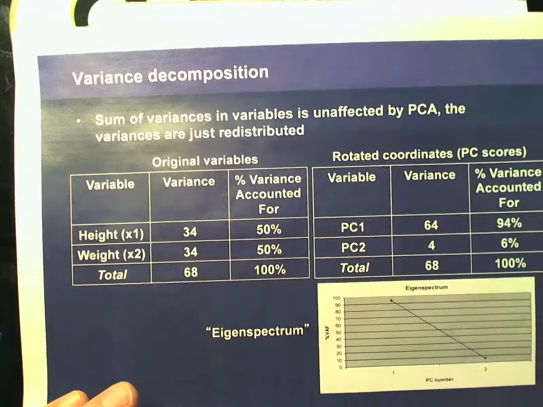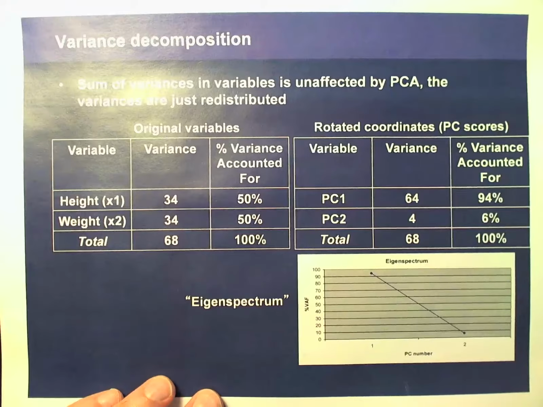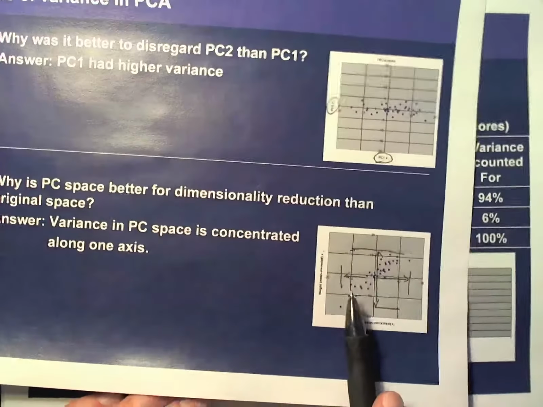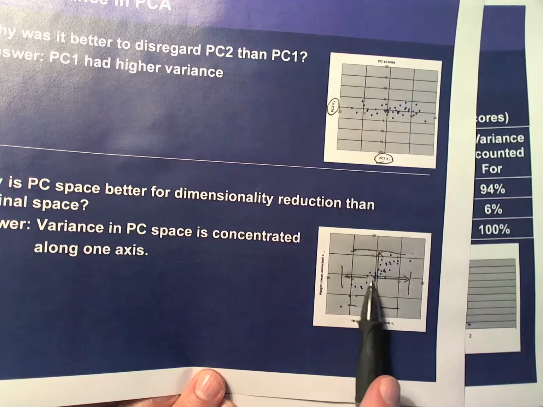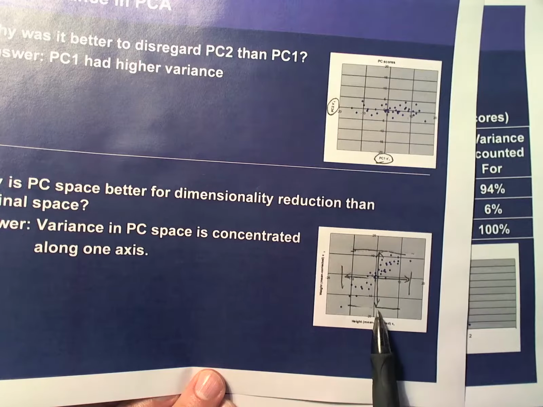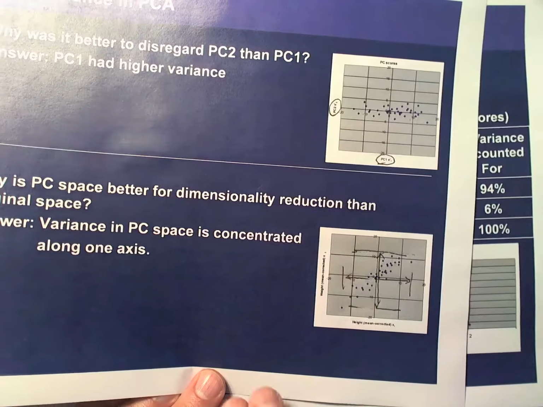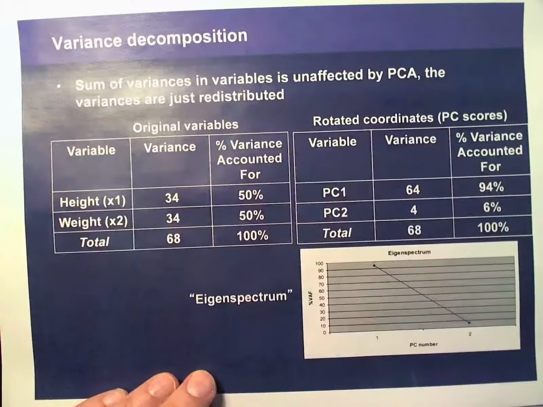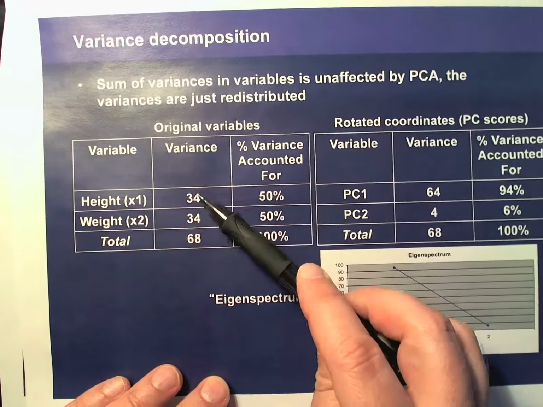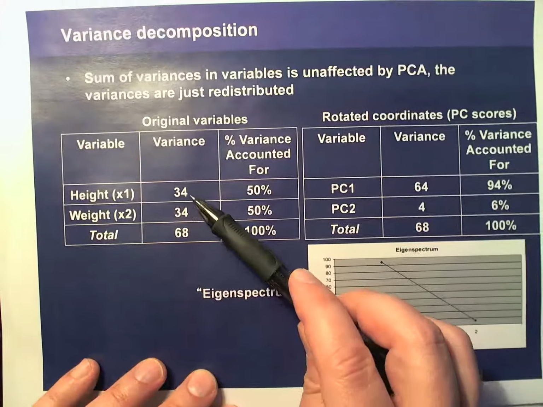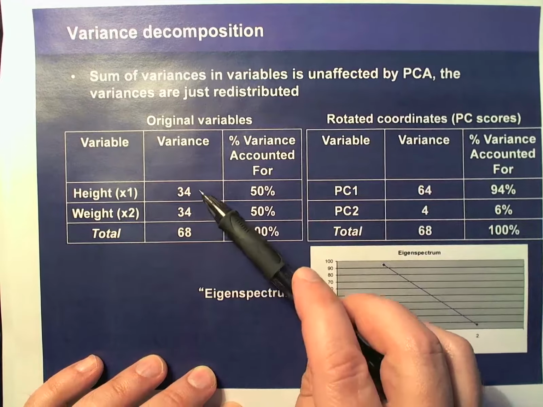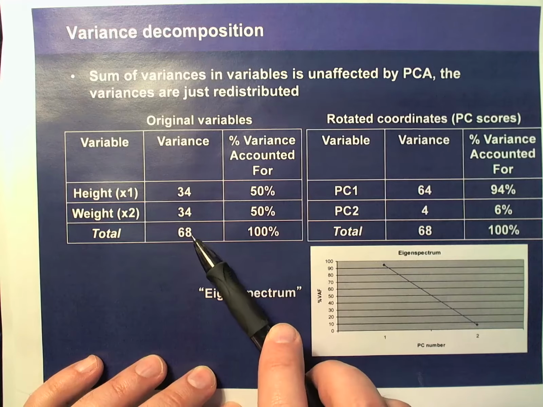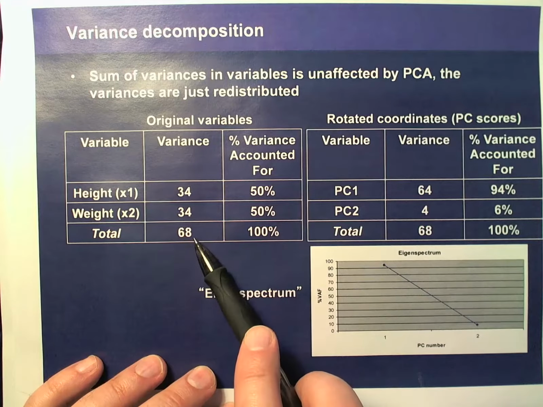Variance, remember, is the square of the standard deviation of a random number. We saw that the heights had a certain variation from here to here, and the weights had a certain variation, which looks to be about the same. And indeed, in this example, when you measure the variances of the points, the height and weight have the same variance to begin with, 34. If we add these two, we see that the total variance in the data is 68.